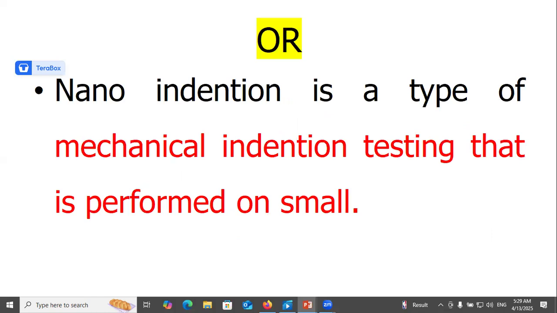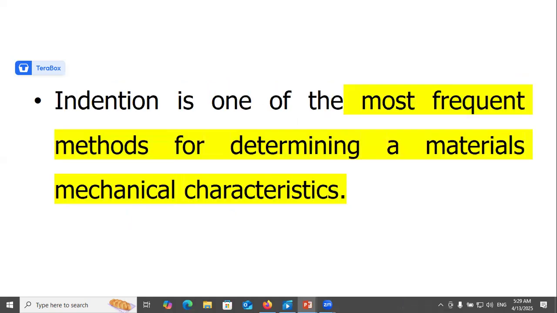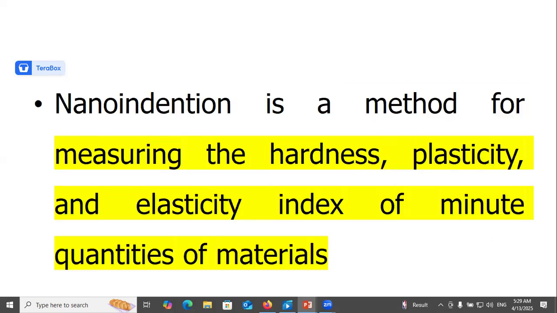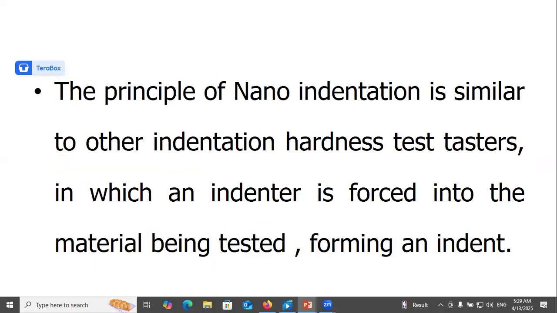Or we can also define nano indentation as a type of mechanical indentation testing that is performed on a small scale. Indentation is one of the most frequent methods for determining a material's mechanical characteristics. Nanoindentation is a method for measuring the hardness, plasticity, and elasticity index of minute quantities of materials.